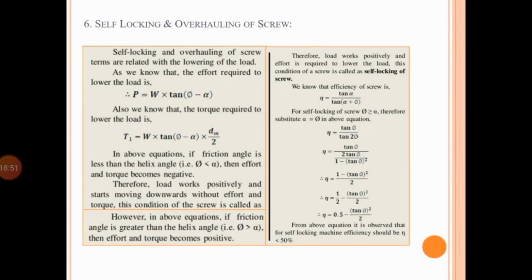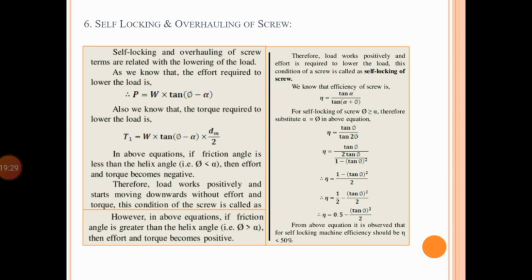Then after that, two very famous terms, and a number of times in exams such theory questions have been asked. That is self-locking and overhauling. We all know that in order to lower down the load, we require effort P equal to W tan phi minus alpha. That is the equation for lowering the load, not raising the load. Suppose phi is equal to the friction angle and alpha is equal to the helix angle. In that particular equation, if the friction angle is less than the helix angle, that means phi is less than alpha, then effort P will become negative.